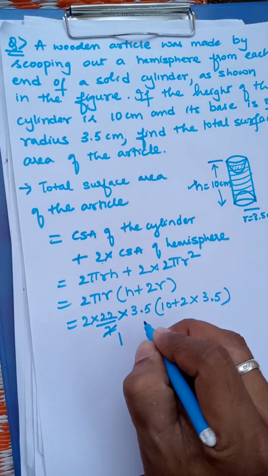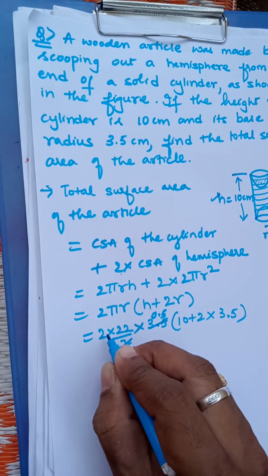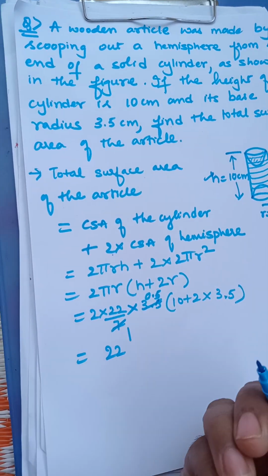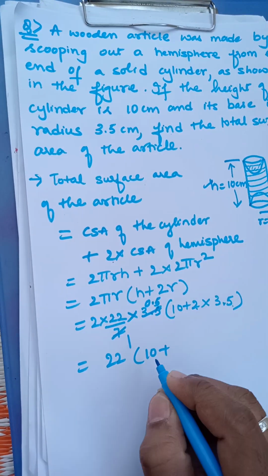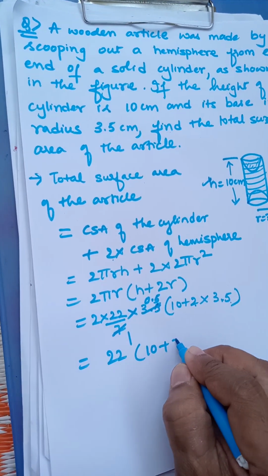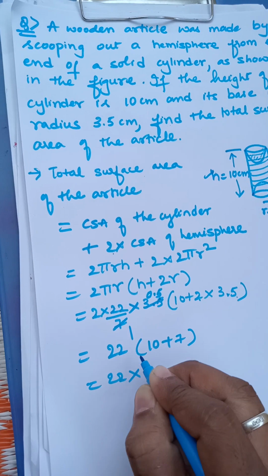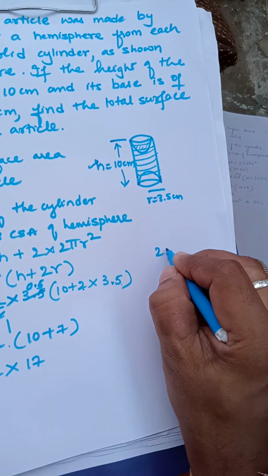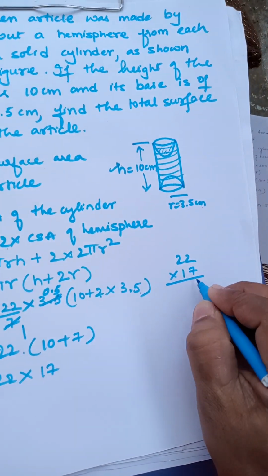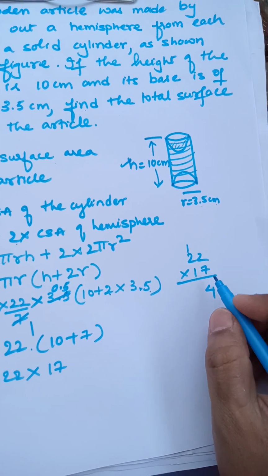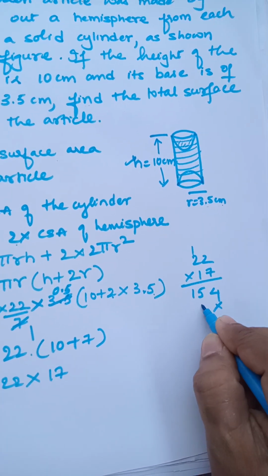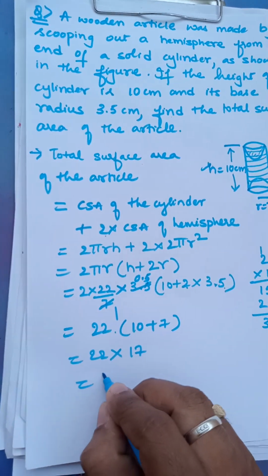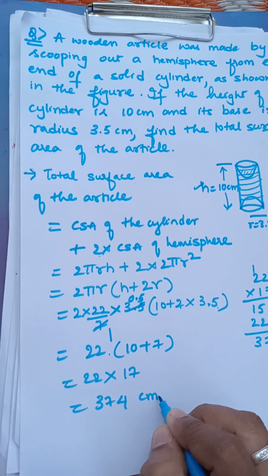So here itself we can cancel: 7 ones are 7, 0.5. 2 into 0.5 will be 1. So I'll just be left with 22 here. 22 into 1, which I'm writing as 22. 10 plus 2 into 3.5 will be 7. So 22 into 10 plus 7 is 17. So you're left with 22 into 17. You can multiply 22 by 17. So this is 14, 1. 14 again, 154 plus 22. So 4, 7, 3. So the answer is 374 centimeter square.